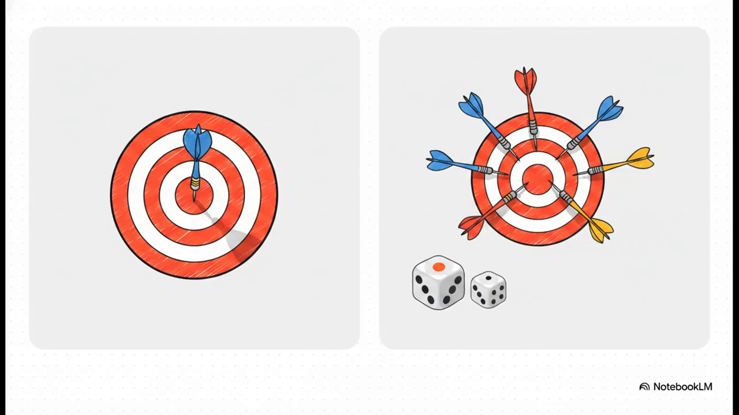Take this exam score analogy. A traditional deterministic model gives you one confident but ultimately hollow answer. It says the student will score 75. It pretends the future is perfectly fixed and ignores all the chaotic variables of real life. But the probabilistic model, using the Monte Carlo approach, tells a completely different story.